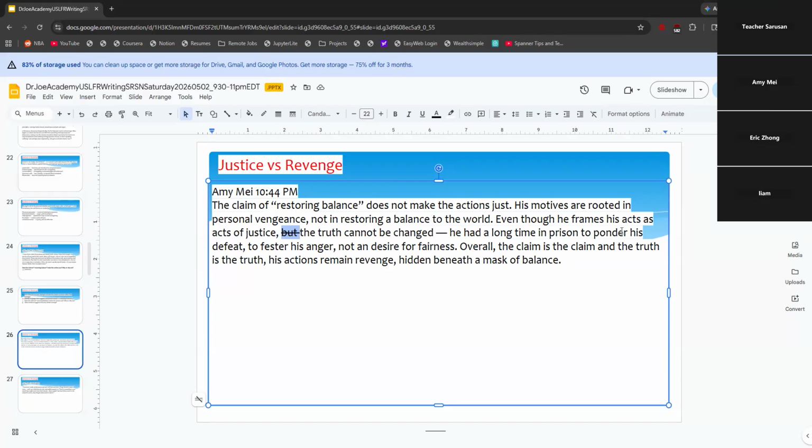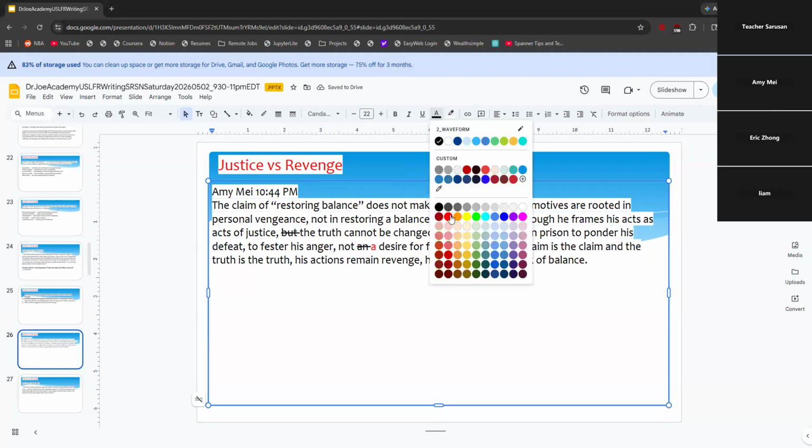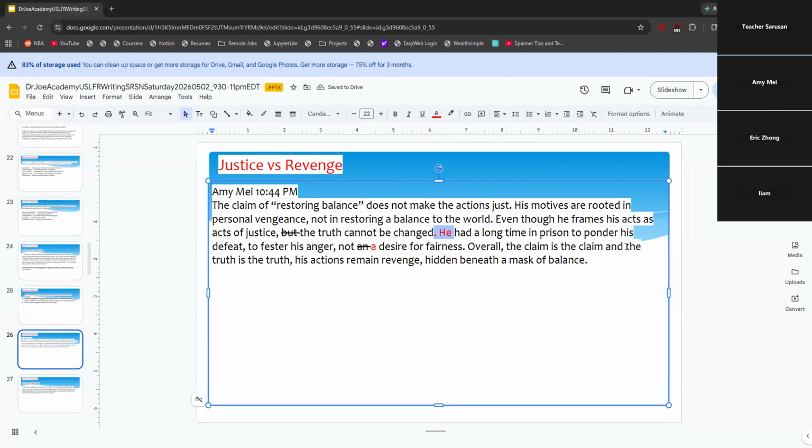He had a long time in prison to ponder his defeat, to fester his anger, not a desire for fairness. So this whole section right here is very capable of being its own sentence. We don't need a hyphen here, so I'm just gonna take that out and make this capital. Overall, the claim is the claim and the truth is the truth. His actions remain revenge, hidden behind a mask of balance.